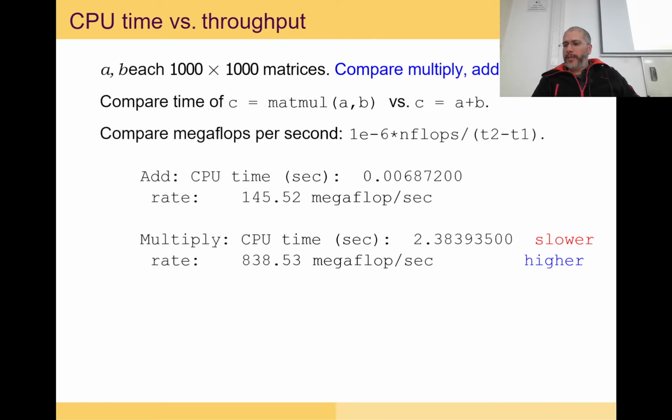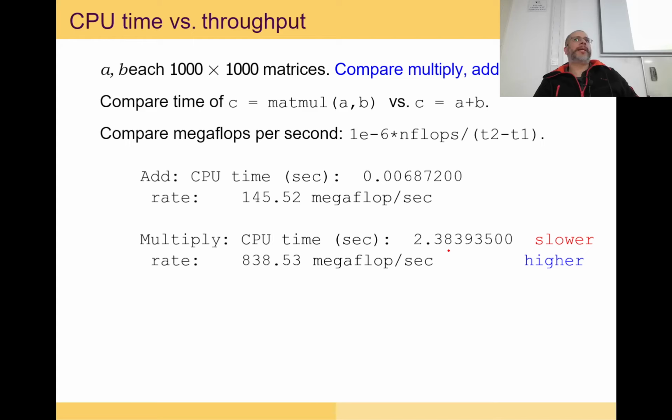Right. Another idea here: let's take an example that you have two matrices A and B. In one case you multiply them, and in the other case you are adding them. So let's look at the computational experiment. What you see is that the CPU time taken for addition is 0.0068, and for multiplication is 2.38. So multiplication takes much larger time, and that makes sense because you are doing more operations.